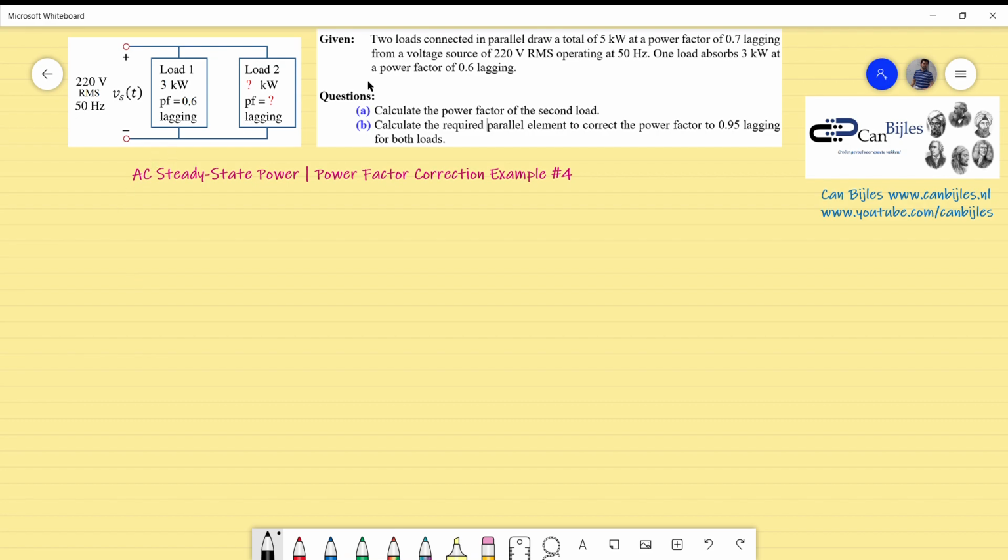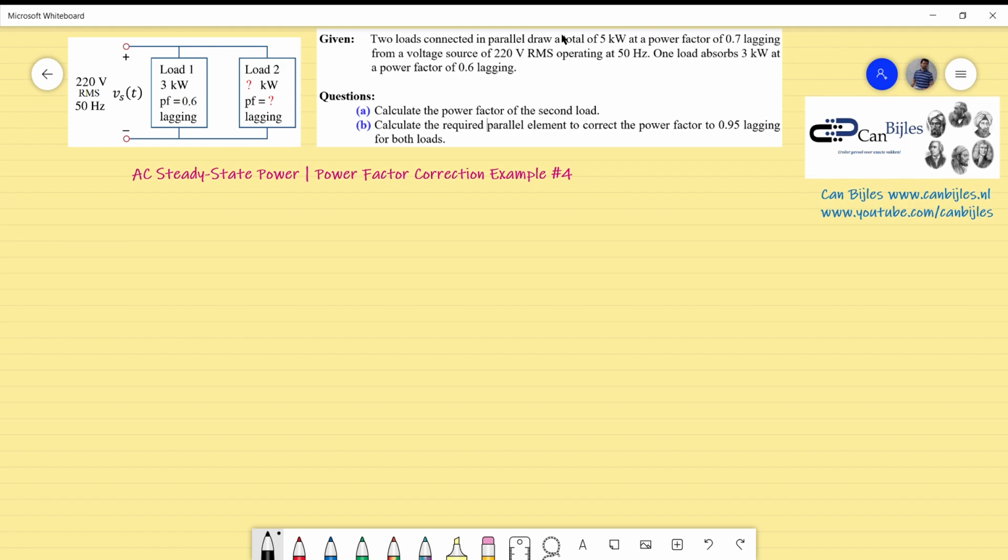This is the question in place here. We have two loads connected in parallel and draw a total of 5 kilowatts of power at a power factor of 0.7 lagging from a power supply voltage source of 220 volts RMS operating at 50 Hz. And one of the loads observes 3 kilowatts at a power factor of 0.6 lagging.